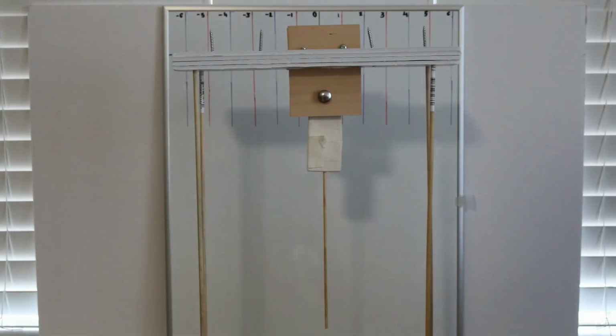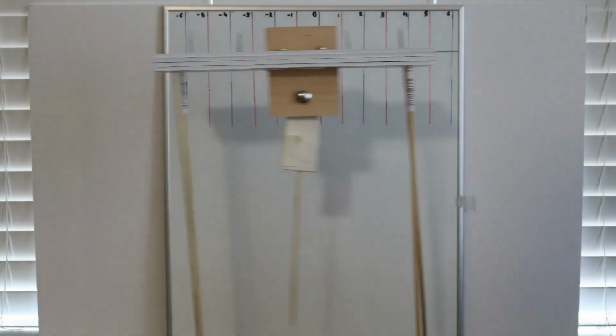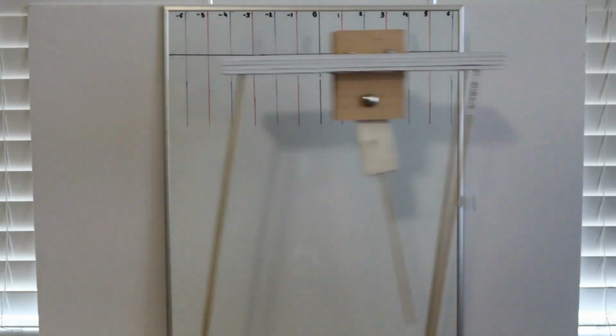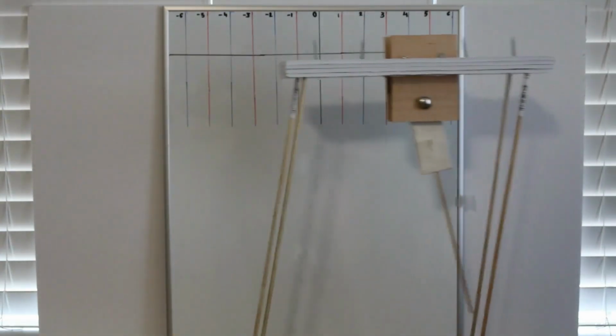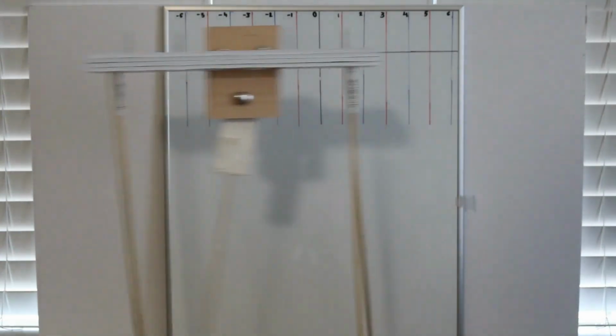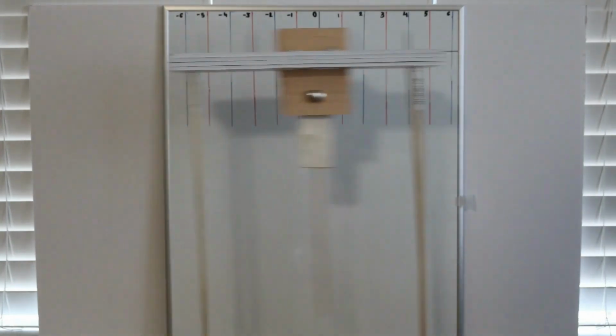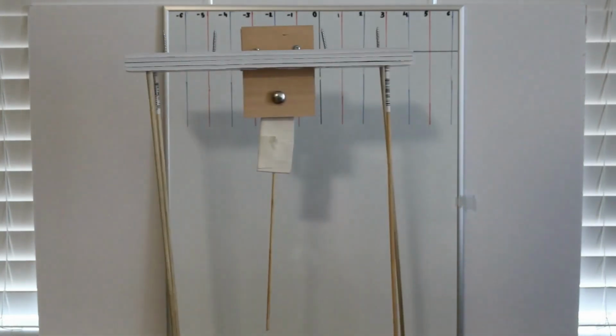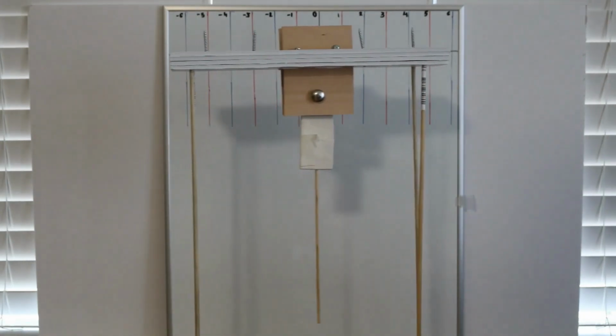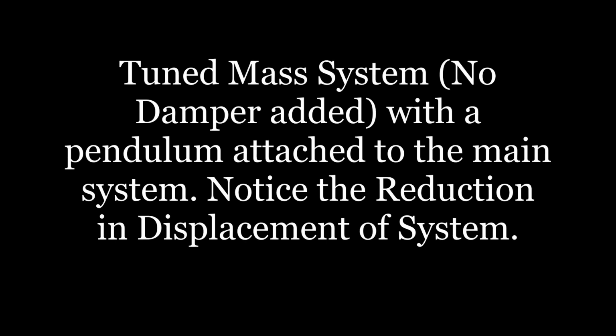So here is a single degree of freedom system and I'm just shaking it at the base. And as you can see, it just behaves like we would think it would. Whenever the forcing frequency is resonating with the single degree of freedom system, it's showing too much dynamic amplification. But what happens when we add a tuned mass system?